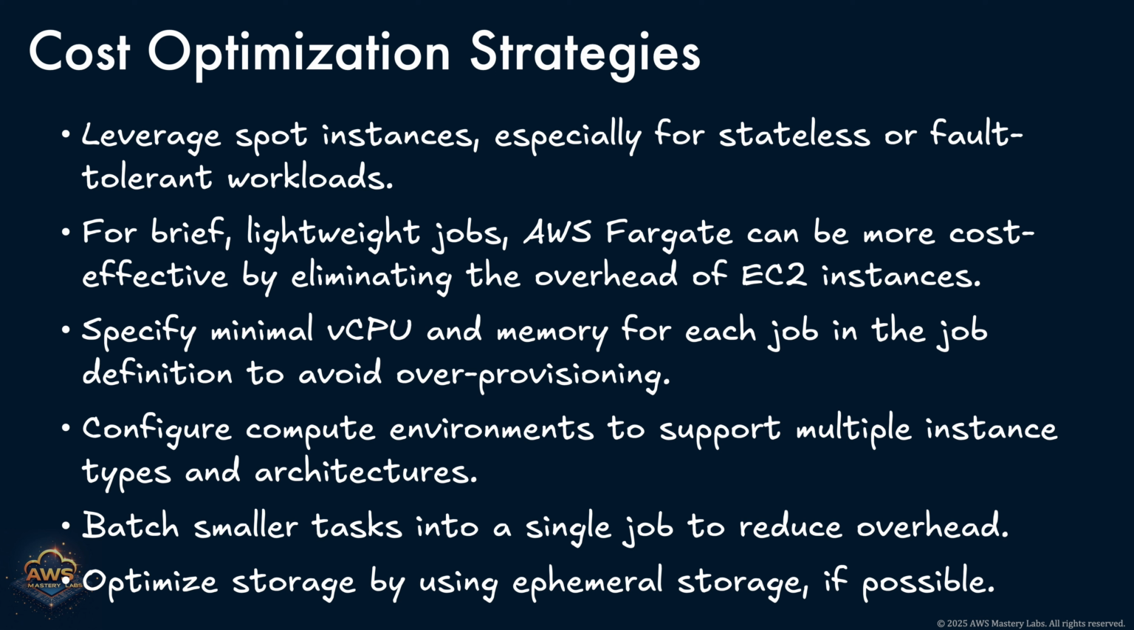Consolidation can also help. If you have many small, fast jobs, grouping them into a single containerized batch task can reduce startup time and resource overhead, leading to better overall efficiency. It's also essential to optimize your use of storage. Use ephemeral storage where possible, clean up unused EBS volumes, and minimize cross-region data transfers. Even small adjustments here can have a significant impact on monthly costs.